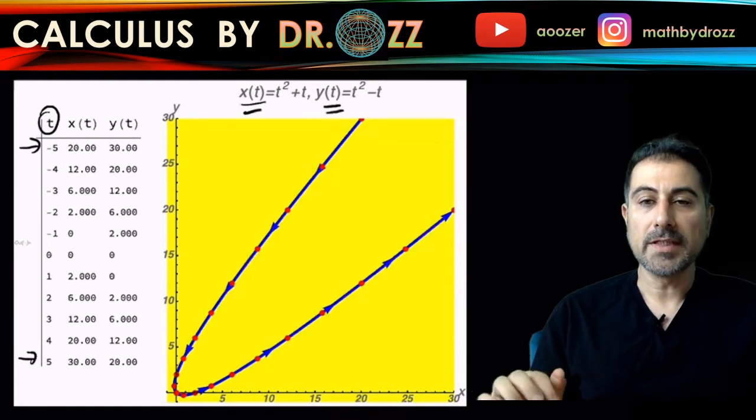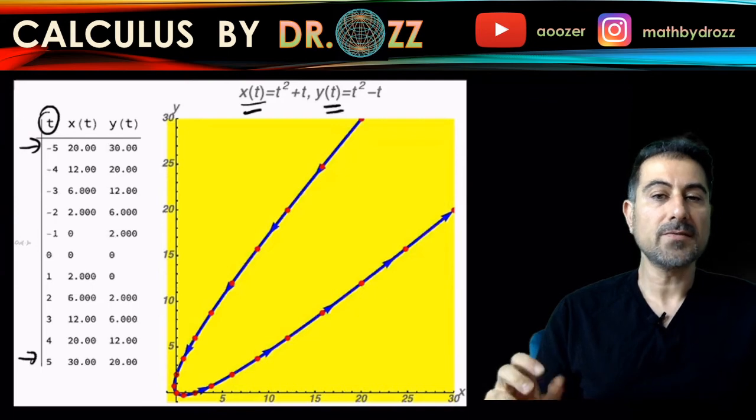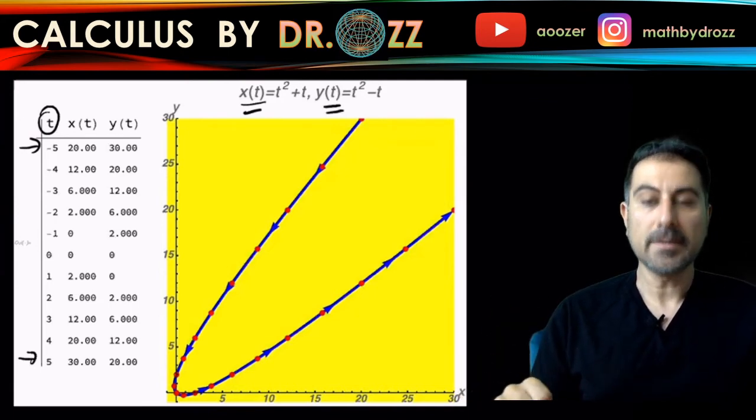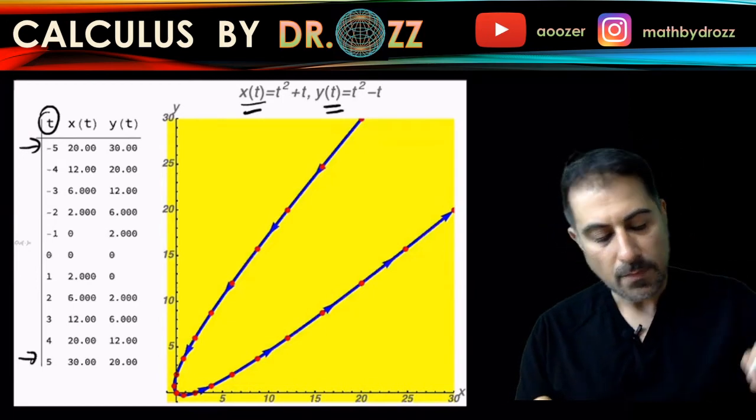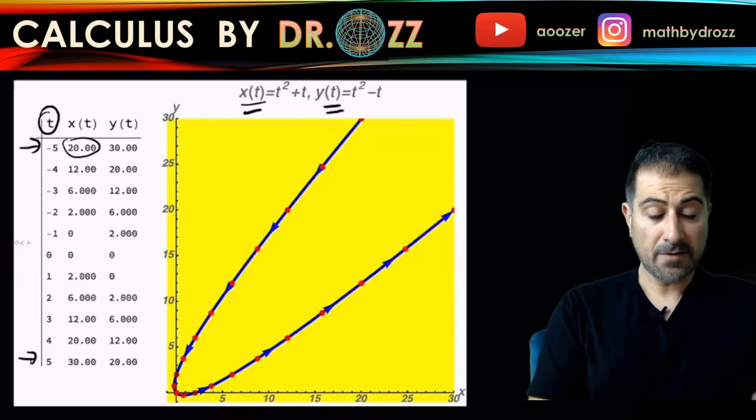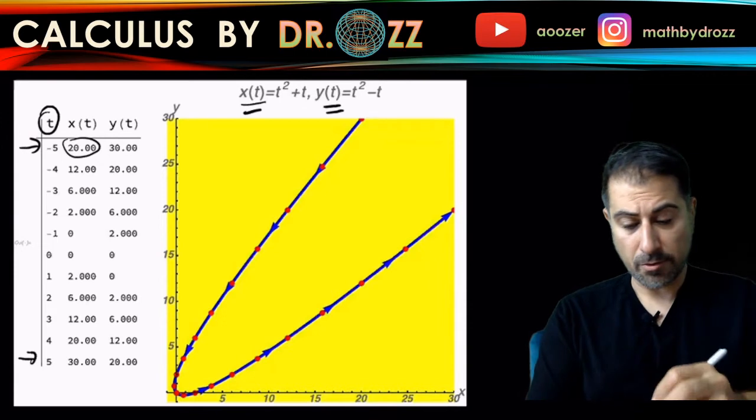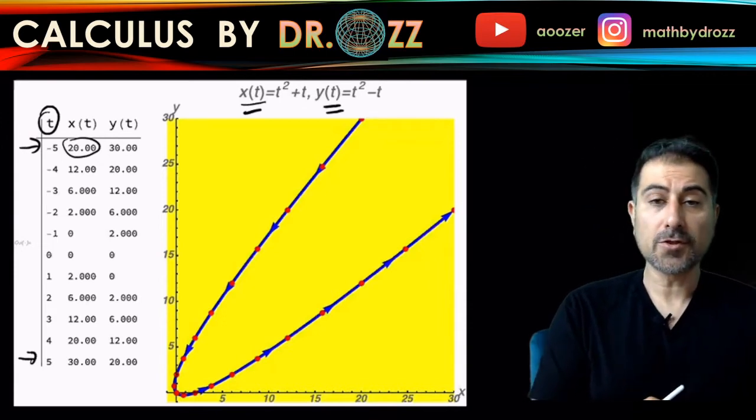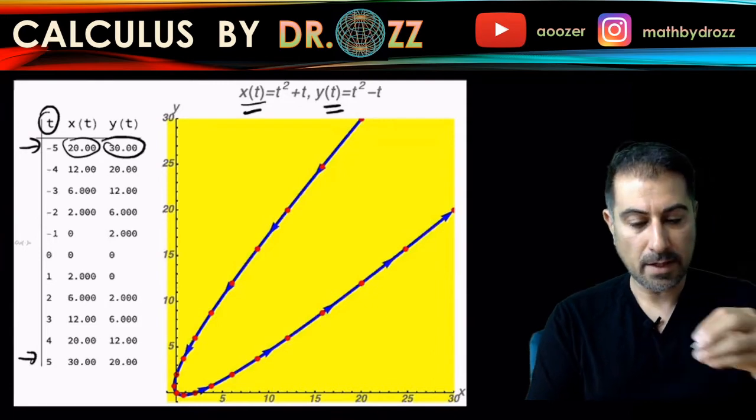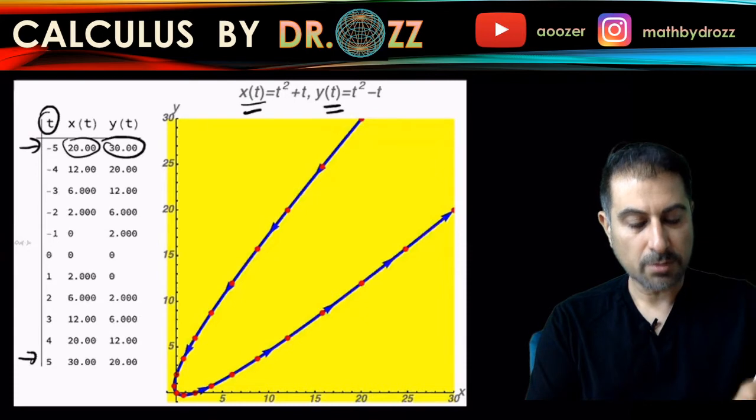For example, for t equals -5, x of -5 is (-5) squared plus -5. That takes you all the way to 20. And if you plug in -5 for y, then it's (-5) squared minus (-5), that is 30. So I got the first point on the xy plane, which is 20 and 30. Let me have a bigger circle to represent that point.